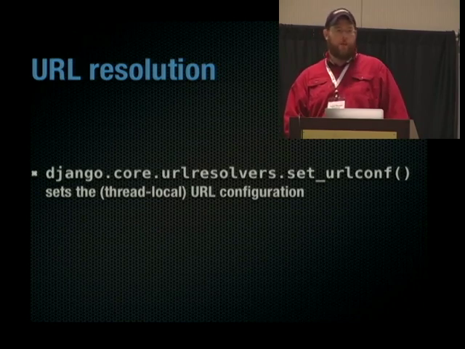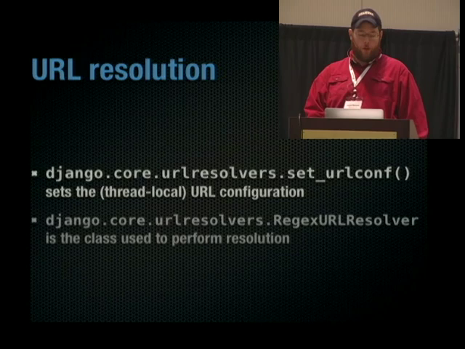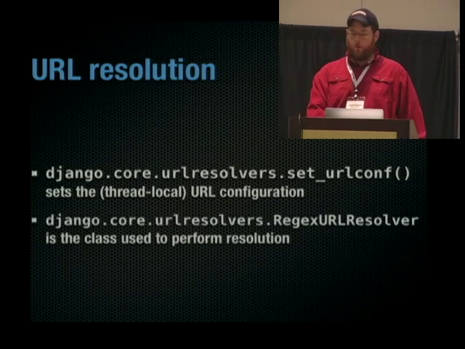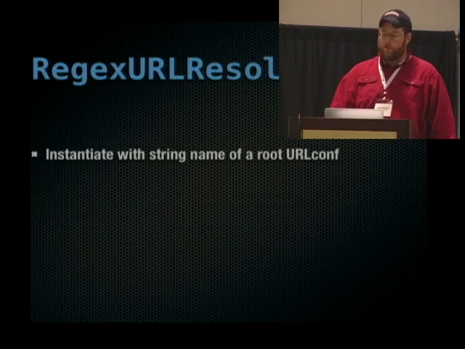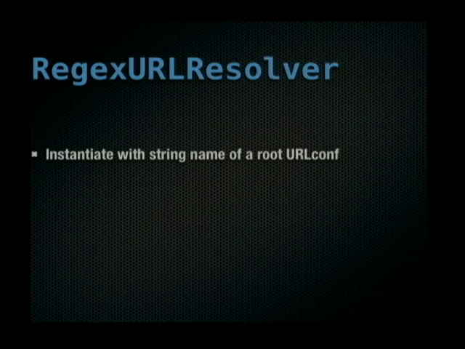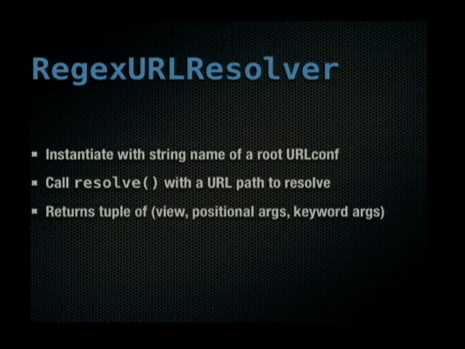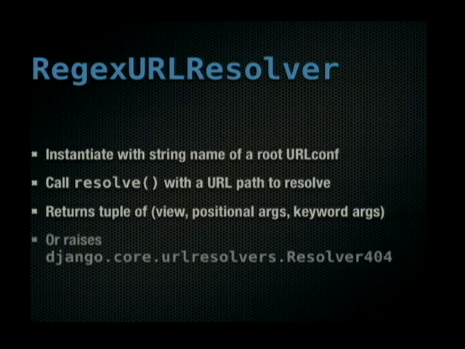Django.core.urlresolvers.set_urlconf sets the root URL configuration. This is thread local. We get this basically from ROOT_URLCONF, but you can override it if you need to. RegexURLResolver is the class that actually performs the resolution. That class is kind of funny. You instantiate it with the string name of your root URL configuration and call resolve, passing in a URL path to resolve it. It will return a tuple of view, positional arguments, keyword arguments, or it will raise urlresolvers.Resolver404, which is a subclass of Django's own Http404 exception and will be handled correctly if you raise it.